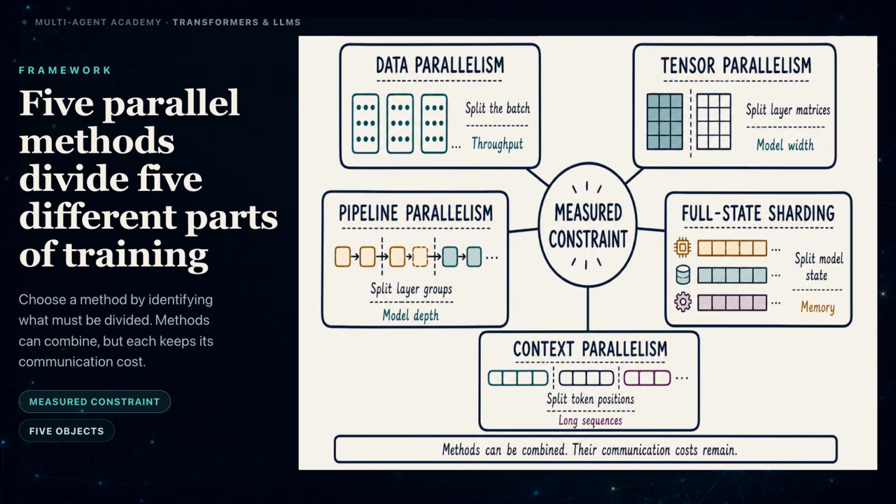Identify whether the run is limited by batch throughput, model width, model depth, repeated model state, or sequence length. Then choose the method that divides that object and account for the communication it introduces.